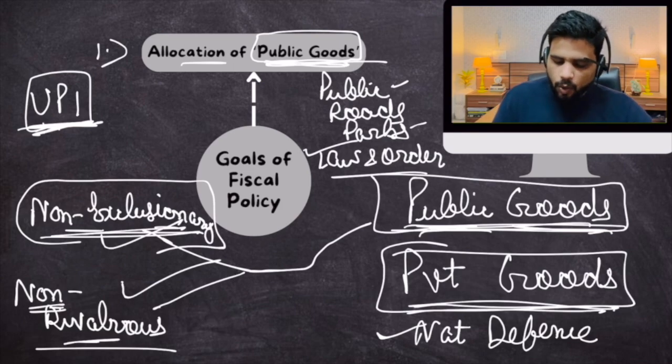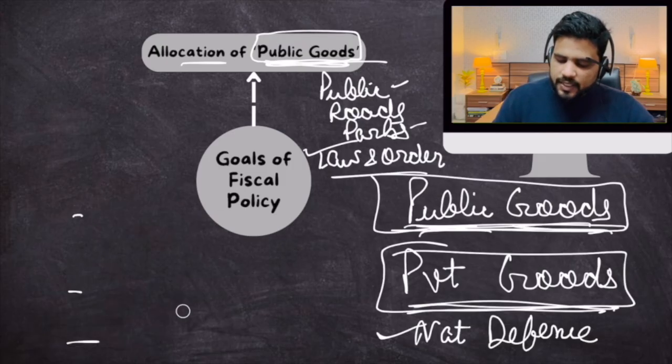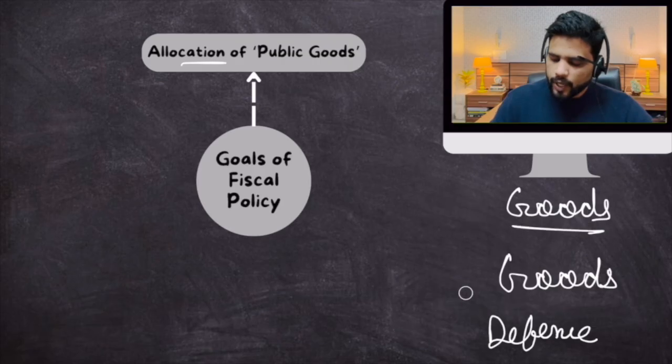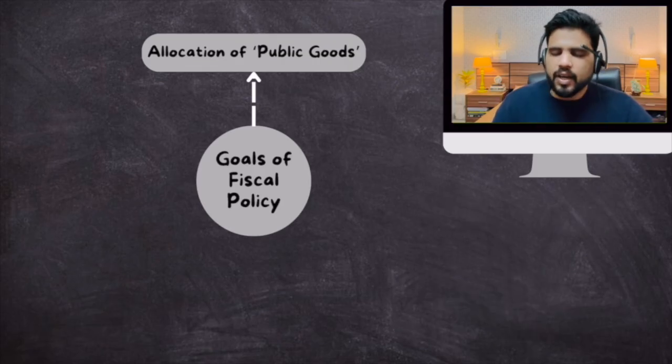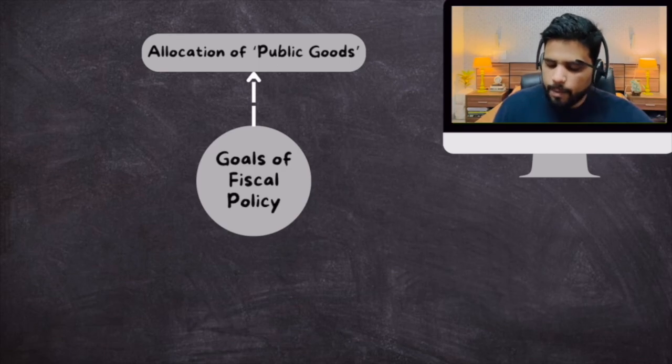Now, what is the job of fiscal policy? Look, government wants that some goods should be available to all. Like road facility, bridges, UPI facility, and many other facilities should be available to all, right? That is why government spends on creating these goods and providing them to the general public. That spending of the government is utilized to allocate public goods to the general public.